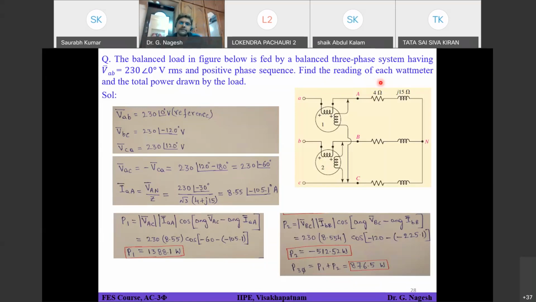Can you find out cos theta value from the load? Is there any formula which you can apply to find out cos theta angle from the load values? You know that formula or not? You don't know? Cos phi is R by Z. Yes, sir. Cos phi for the load is given as R by Z.